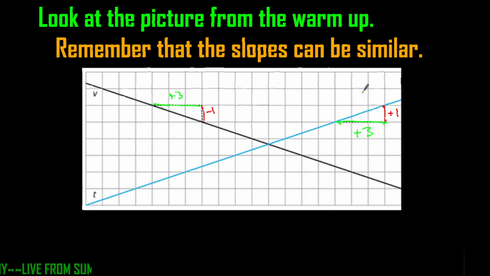Again, notice how the ratios are similar because they're both 1/3. So let me write that. Slope for t is 1/3. However, the slope for line v is going to be negative 1/3. So even though they have similar values, the slopes are different.